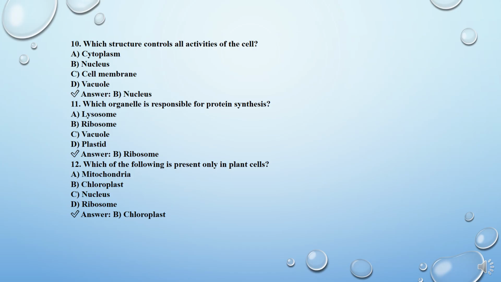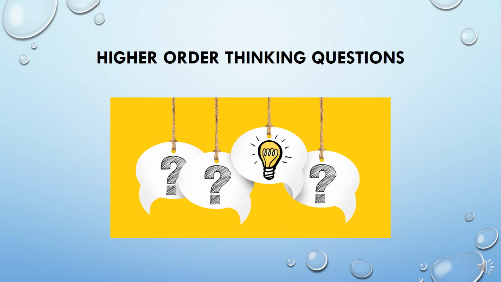Which of the following is present only in plant cells? Mitochondria, chloroplast, nucleus, ribosomes. Yes, it is the chloroplast. Why chloroplast? Because chloroplast contains chlorophyll which helps in the process of photosynthesis.